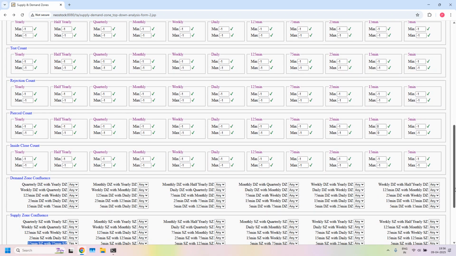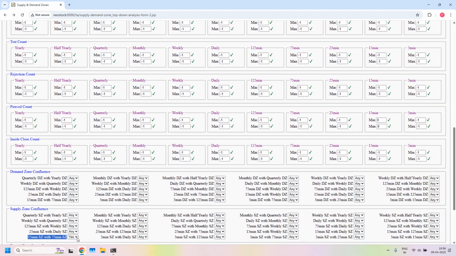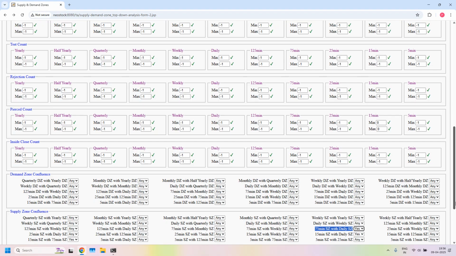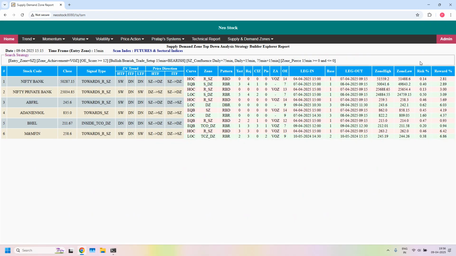So in total we have to set 3 filters. The first filter is already enabled. Next, the second filter: 15 minute supply zone with daily supply zone confluence. Third filter: 75 minute supply zone with daily supply zone confluence. So with all 3 filters enabled, that means the 15 minute, 75 minute and daily supply zones should overlap with each other. So we got 6 stocks.